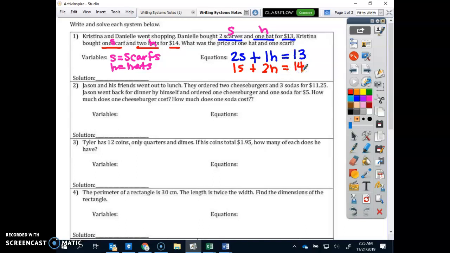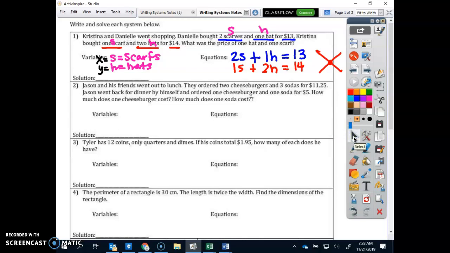Okay, so now all we have to do is put those in decimals and see where they cross. Okay, and that'll be our solution. So let's go put it in decimals. When you put this in decimals, you cannot put S's and H's. So we're going to have to write this down. X is my S and Y is my H. So my scarves are going to be X's and my Y's are going to be hats.